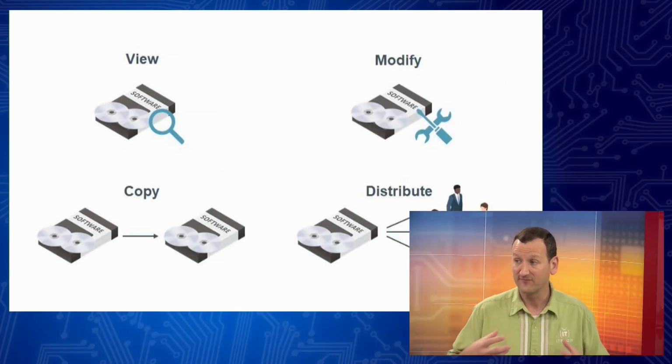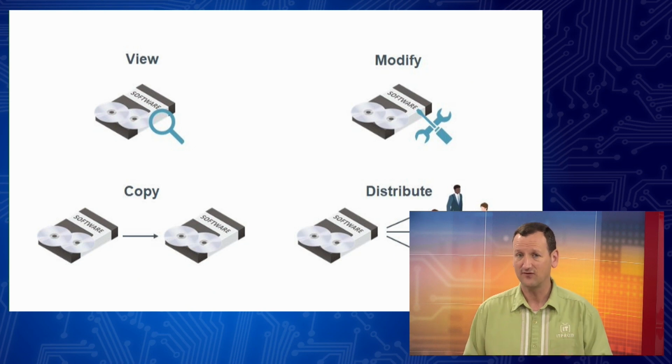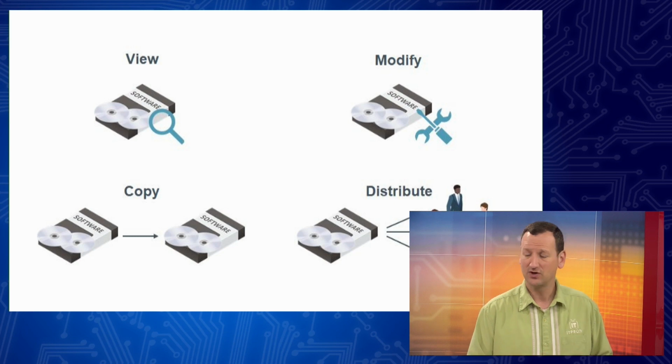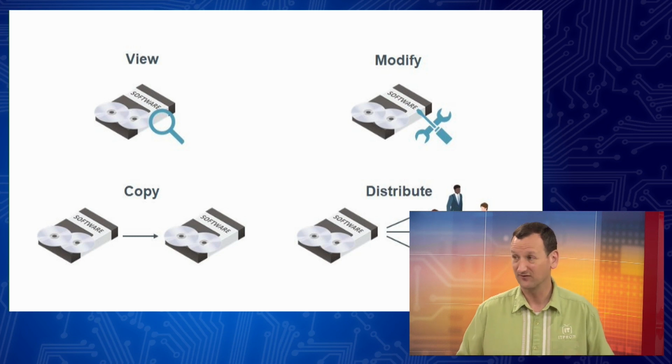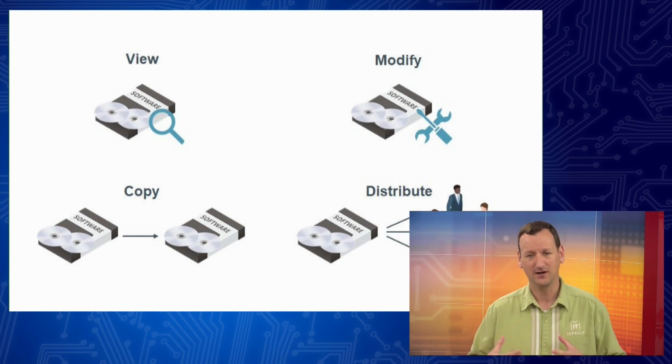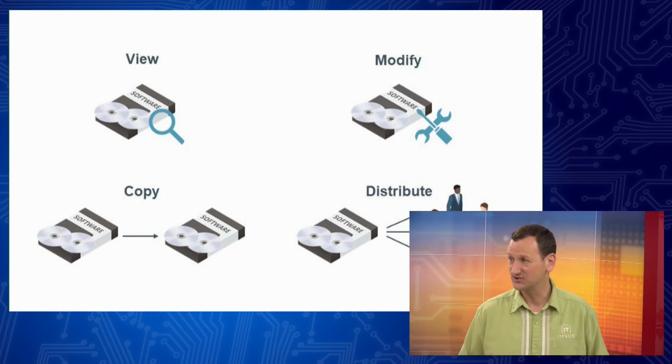Now, when we talk about free software, if I give you software that is genuinely free, you can do all four of these things. You can view the software, use it, most likely access the source code. You can modify it to your heart's content. You can copy it and you can distribute it. If we do anything to encumber the software in any of these four categories, then it's no longer free. At that point, it becomes either commercial or restricted software.